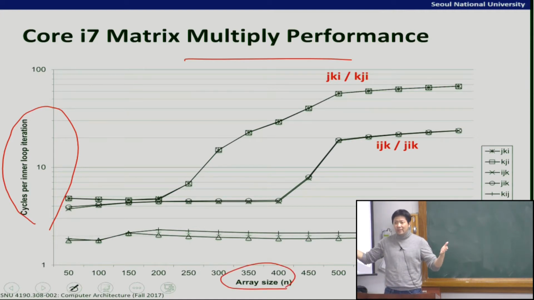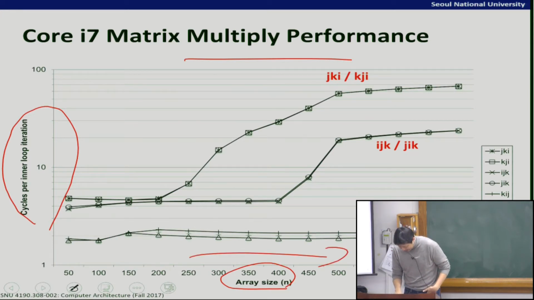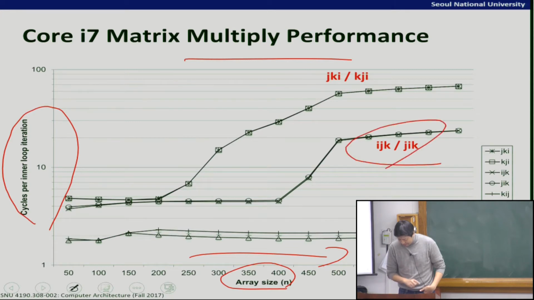As we increase the array size, in the beginning the performance gap is pretty small because we have a small array, so it's likely to fit in one of the cache levels. But as you increase the array size, this performance gap widens. So if you see, this one is kind of an order of magnitude slower.